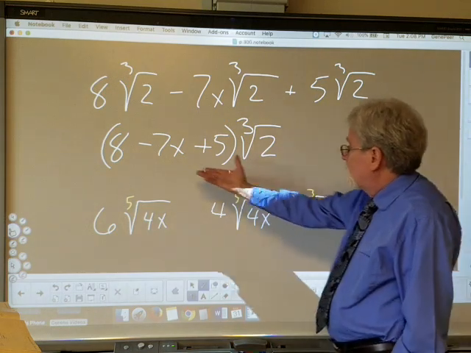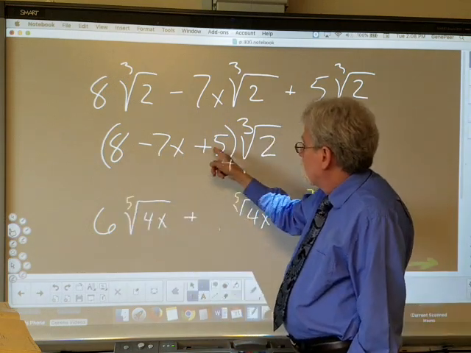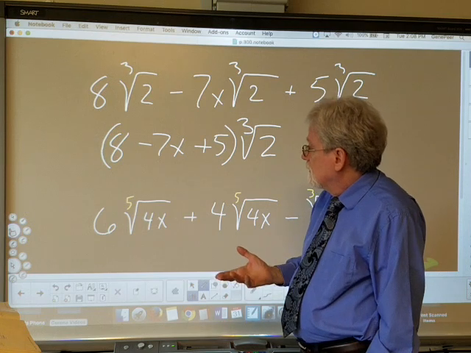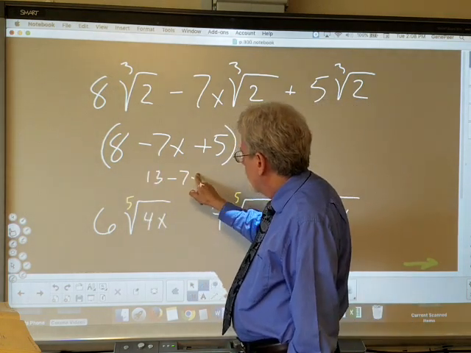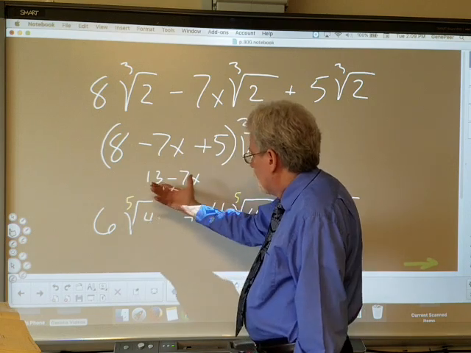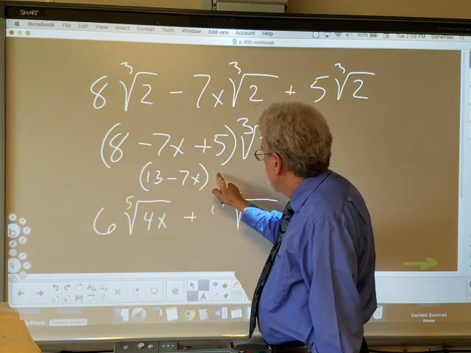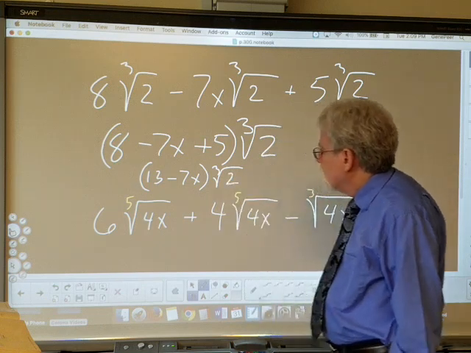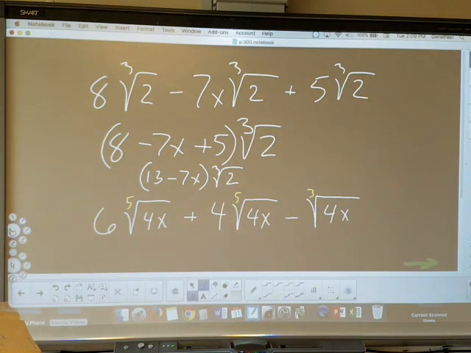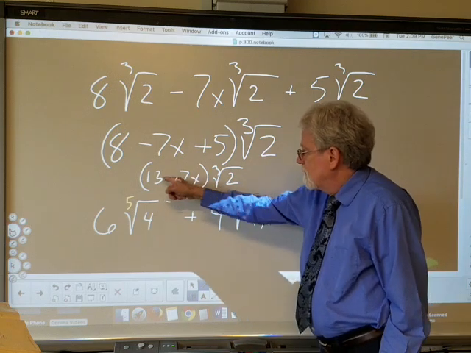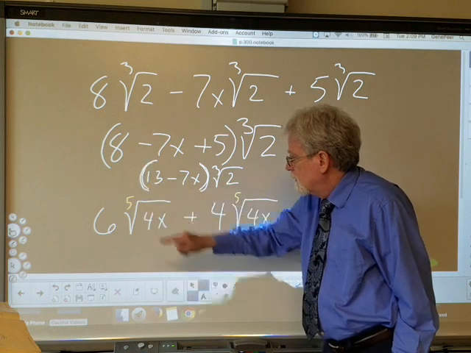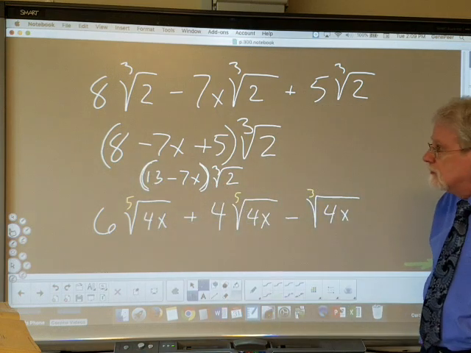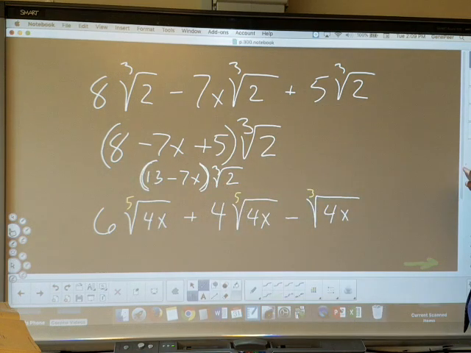Now, by the way, I can simplify this. I've got 8 plus 5 being 13. And I can now write 13 minus 7x. Of course, I cannot combine those. They're not like terms. Times the cubed root of 2. We're done. If you can't add them, don't add them. But certainly, they must be in parentheses. That's not optional.